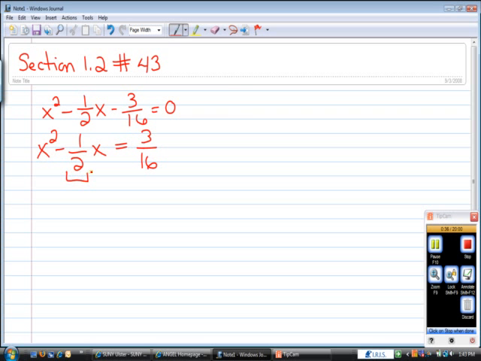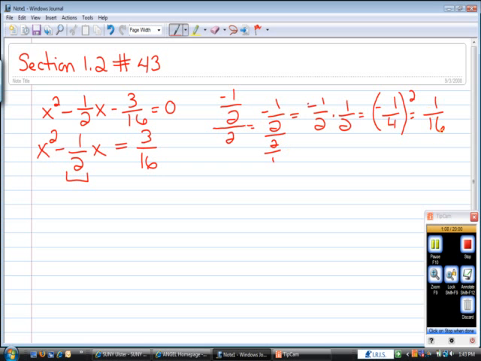And then you're going to look here at the B term, and we're going to take half of it. Well, taking half of it is also dividing by 2. Now I've got a complex fraction, so that's the same thing as dividing by 2 over 1, or multiplying by the reciprocal, which, however you look at it, ends up with -1/4. So I take half of it, and then I'm going to square that number, and I get positive 1/16.